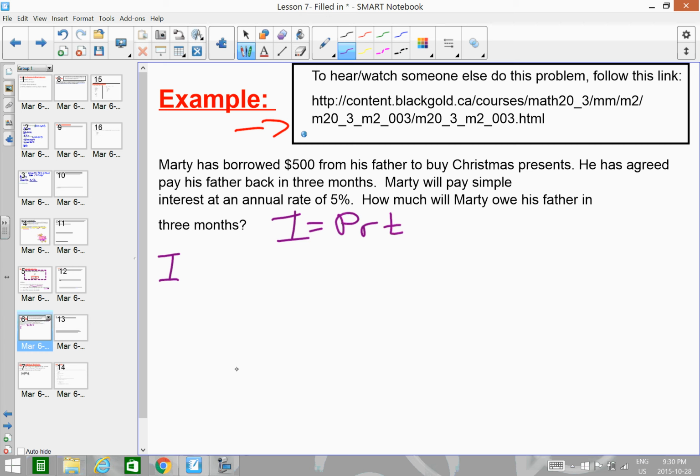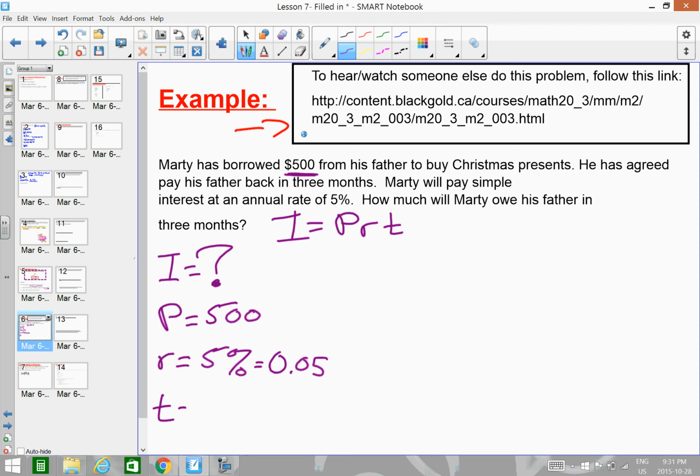All right, the amount of interest, we don't know. That's what we're looking for. We want to know how much extra he'll pay. The principal, that's how much he started with, how much he borrowed. That is $500. Our interest rate is 5%. But we want that as a decimal. So we divide that by 100, and we get 0.05. And our time is 3 months.